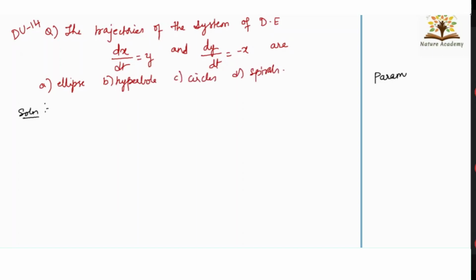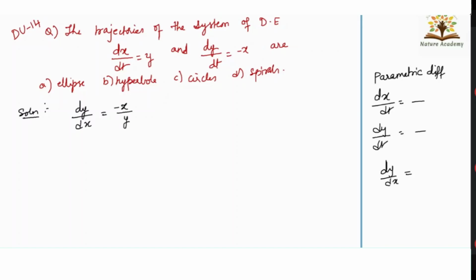In parametric differentiation, what we used to do, if dx by dt is given and dy by dt is given, you will just do dy by dx, isn't it? So the same method we will do here. It is dy by dx. You can write it as dy was minus x and for dx it was y. I'll write it in a bracket for you. Parametric differentiation.